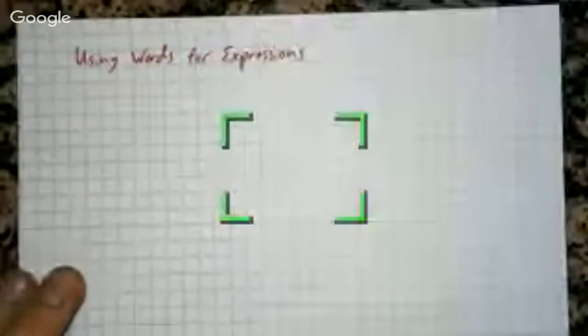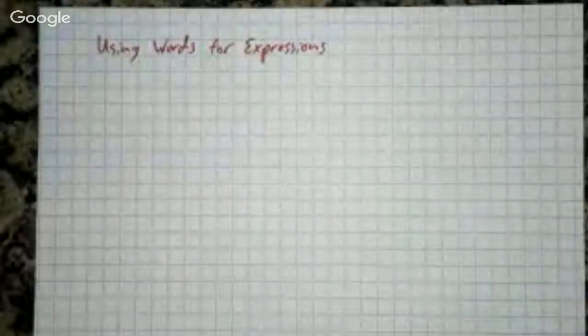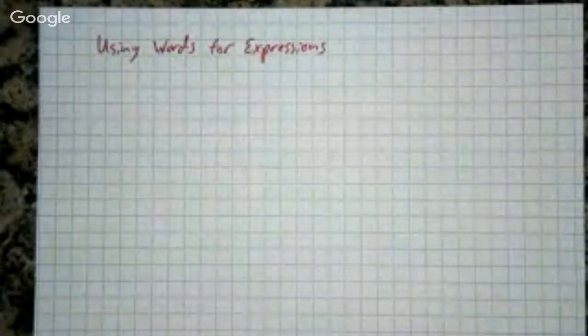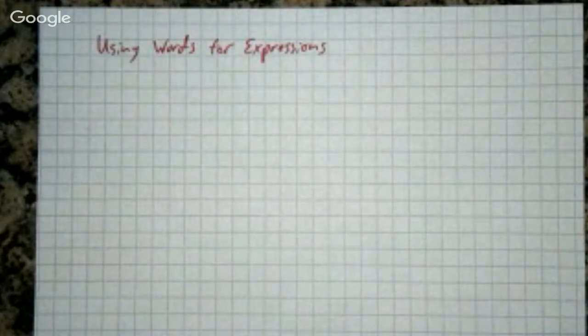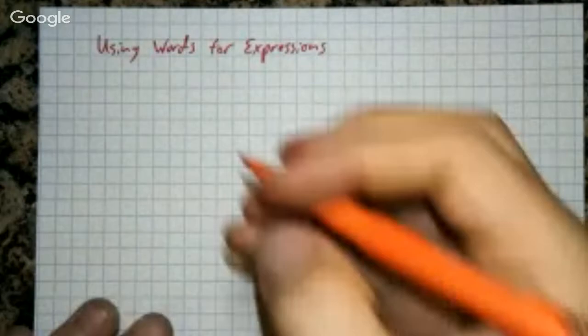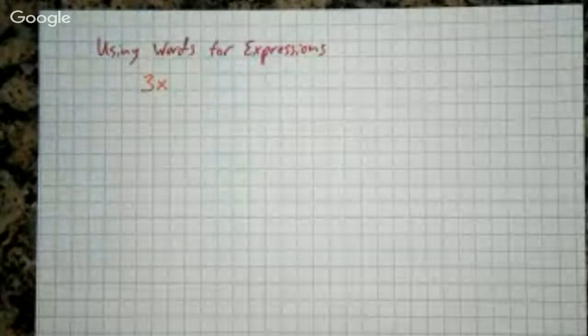I've already done this the other way, so we're just going to go ahead and do the opposite way now. So, using words for expressions. First of all, let's do this nice and easy. If we just have a very simple expression of 3x, there are several ways we can write this down.